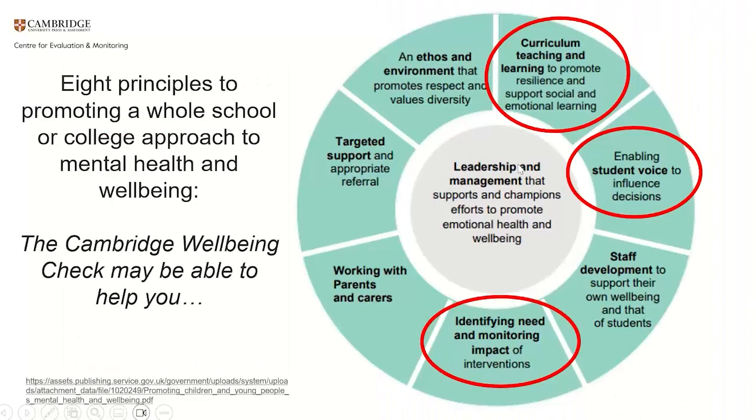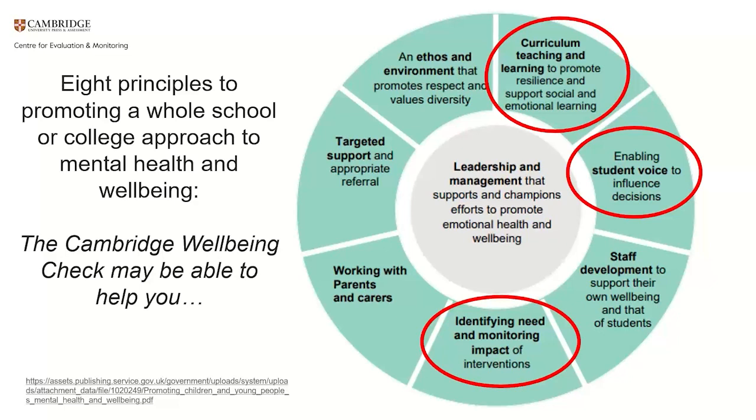Anyway, the model of 8, promoting a whole school approach to mental health and well-being, is quite simple, and it's all summarized in this document. There are 8 things. I've circled 3 just to focus on, but whether you're using our check or you're using your own, you need to be using something, I think, to be fully ticking all the boxes on this model here.